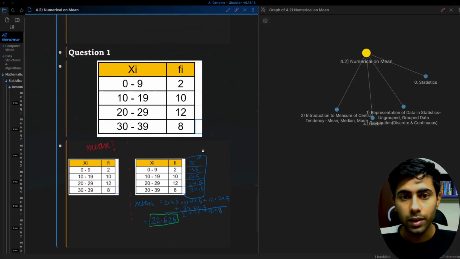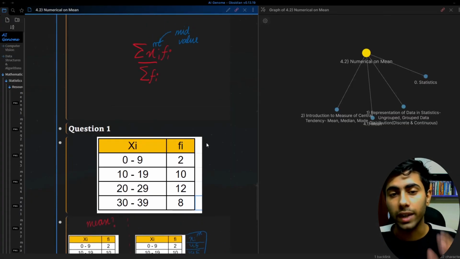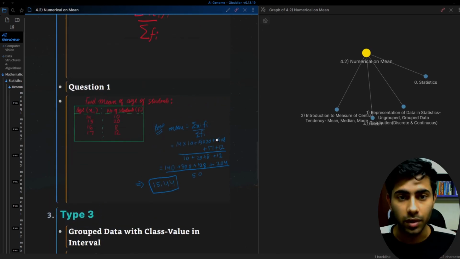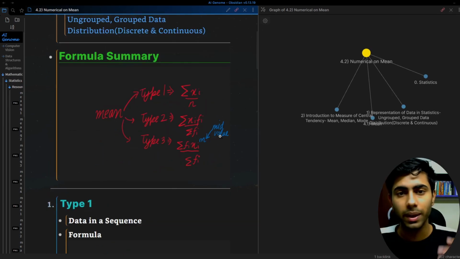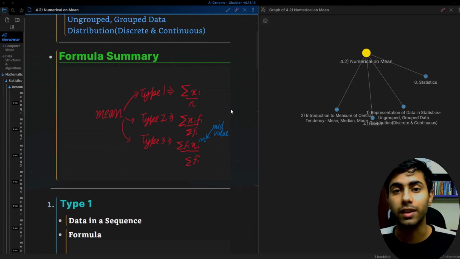So this is how you can solve the problems of each type, that is type 1, type 2 and type 3. In the next video, we'll be learning about median, what median is, why we use it, its advantages, disadvantages, and after that, just like this video, we'll be solving some questions based entirely on median.